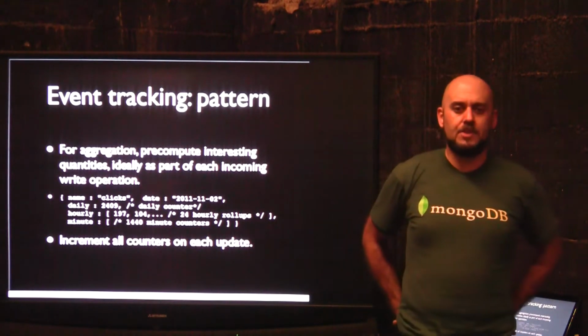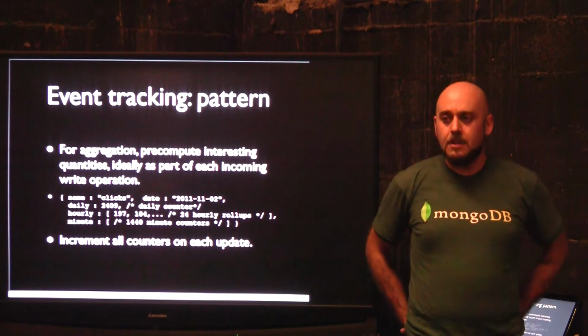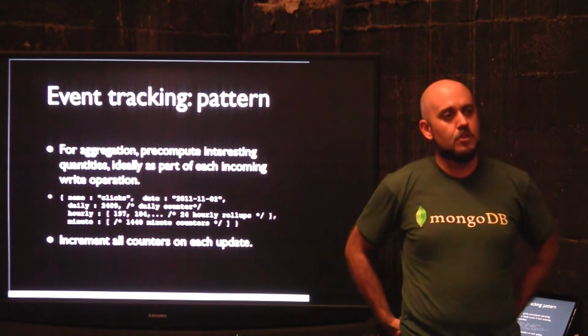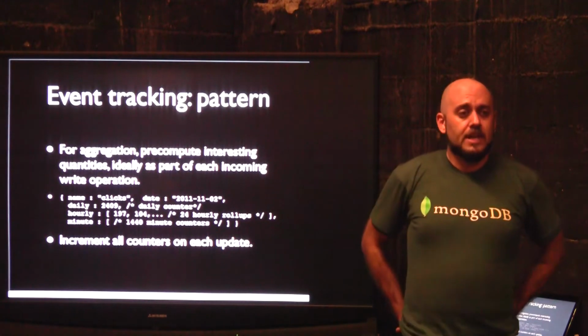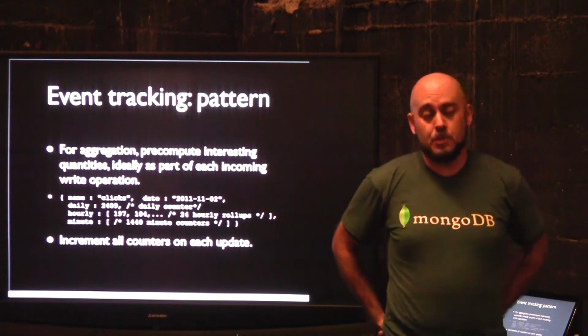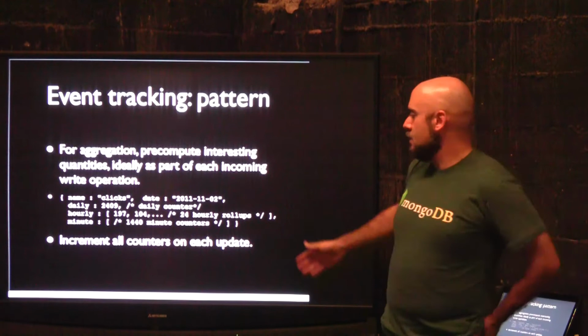If you can compute something once and show the result over and over again, that's always going to beat computing it repeatedly anytime somebody asks the question. So what's an example of this sort of thing?